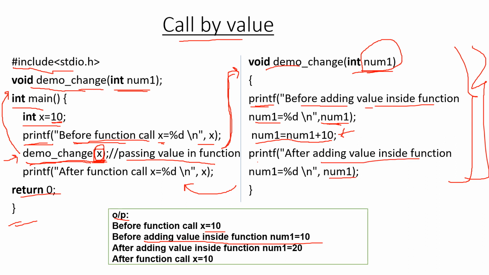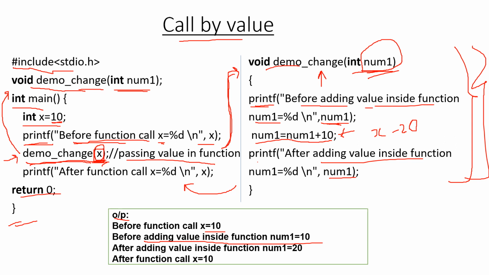After adding value inside function, this num1 is getting printed. That means my x is now x plus 10, because whatever I'm doing to the formal parameter will be done on my actual parameter x. So now x is 20. Okay, x is 20 in which function? In my demo change function.